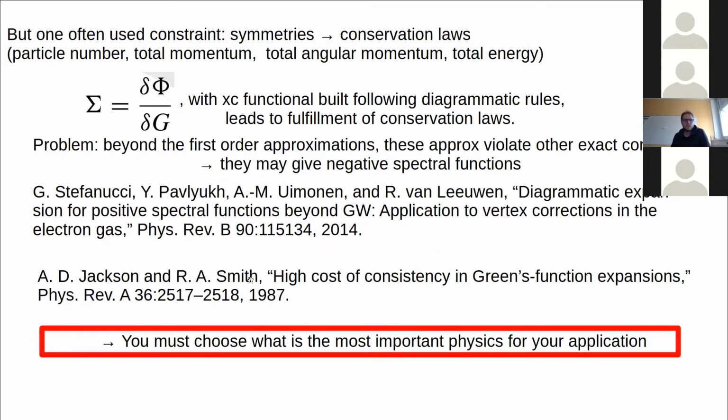And here is a reference, if you're interested, that also talks about the problem to fulfill several exact constraints at the same time. It's an example for the fact that you cannot have everything unless you have the exact solution. So when you're heading for an approximation and you use exact constraints, you must choose what is the most important constraint for the application you're looking at. What is more important, being conserving or having positive spectral functions? This you have to decide, okay?